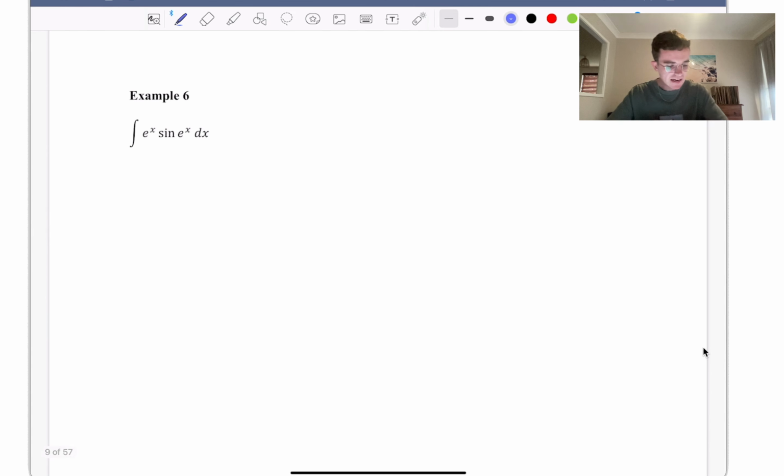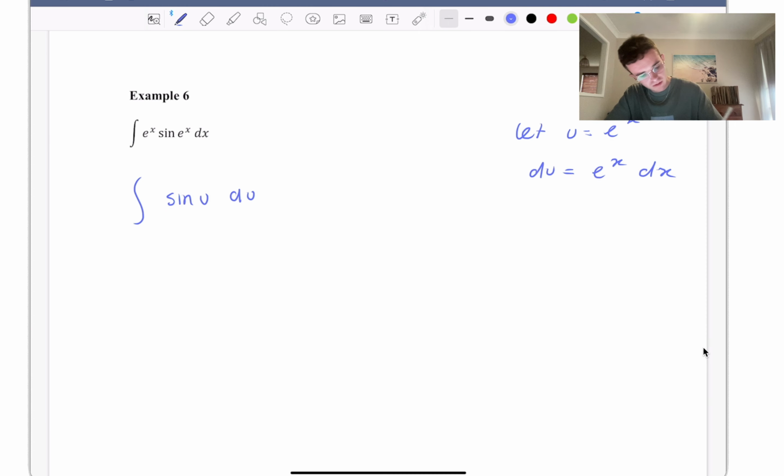Okay, example 6, e to the x sine e to the x. Hopefully a nice and easy one, because if we differentiate e to the x, we get e to the x. So let u equal e to the x. That means du is equal to e to the x dx. So this is just simply the integral of sine of u du. That's because e to the x dx is du. So this is minus cos of u, which is e to the x, plus c. Easy.